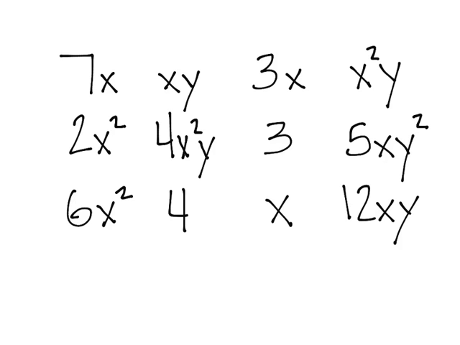Now we're going to talk about like terms. The notes define like terms as terms where the variable and its exponent are the same. For example, the variable x along with the term 3x are like terms because the variables are the same as well as the exponent. In this case, they're both exponents of 1.